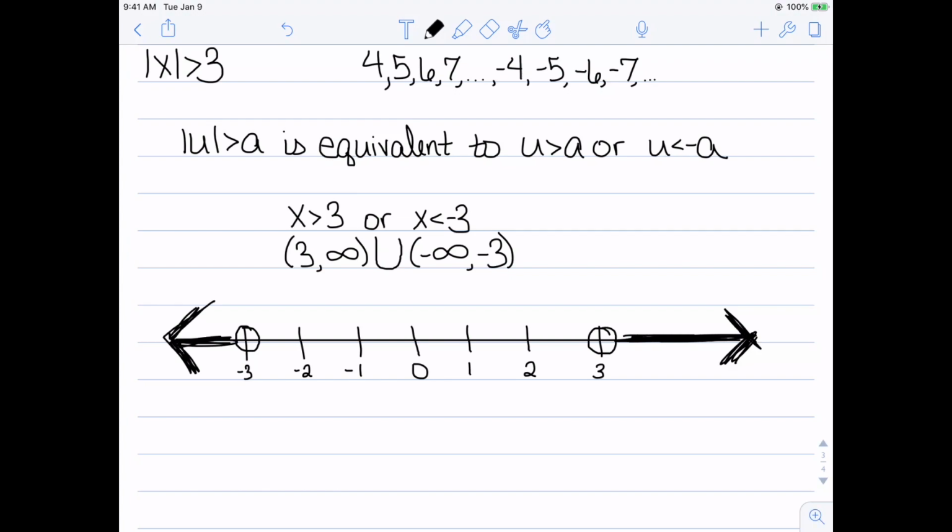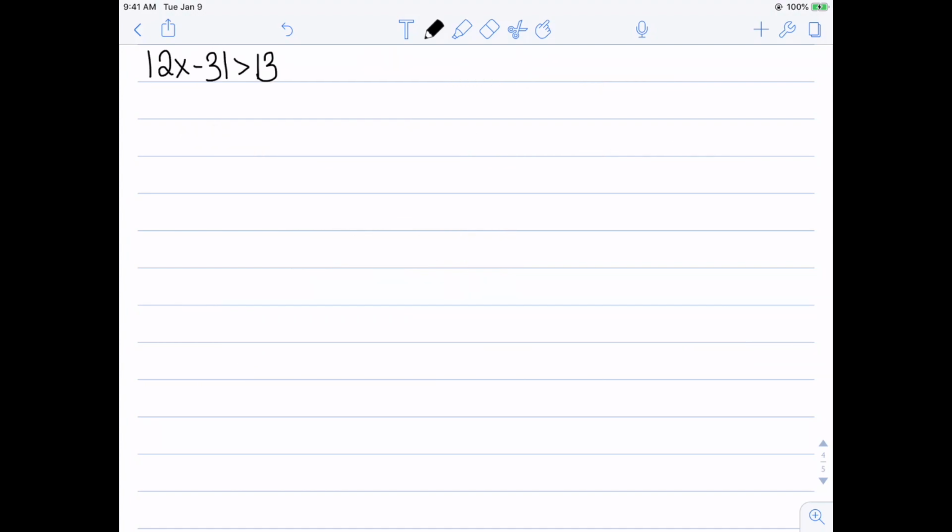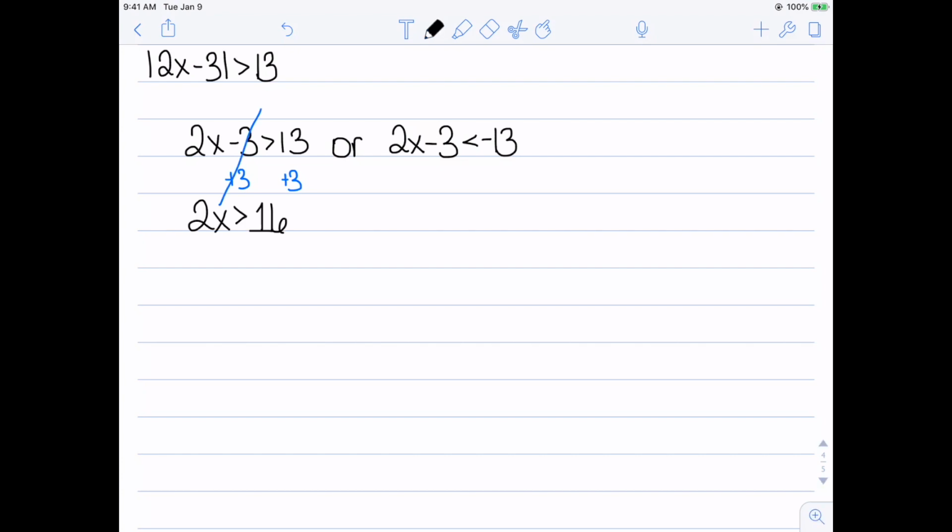Now let's look at a more complicated example. I have the absolute value of 2x minus 3 is greater than 13. Since this is a greater than case, we're going to have the two separate inequalities. 2x minus 3 is greater than 13, or 2x minus 3 is less than -13. We start on the left by adding 3 to both sides. That leaves me with 2x is greater than 16. I can then divide both sides by 2, which gives me that x is greater than 8.